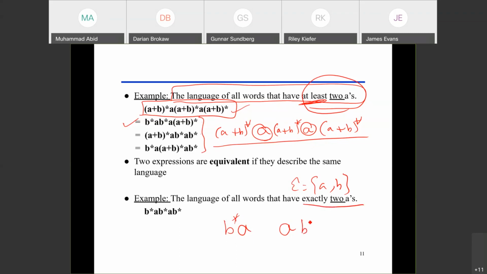We can have b star after that, we can have b star in between. So now it has exactly two a's. It can start with b, it can have b's in between, it can end with as many b's, maybe no b's, just two a's, but you will never have more than two a's, you will never have less than two a's. So this is exactly two a's. Okay, so this is the regular expression of this.